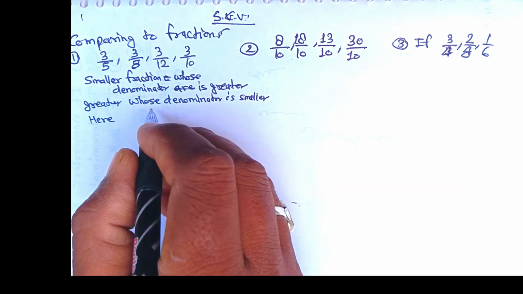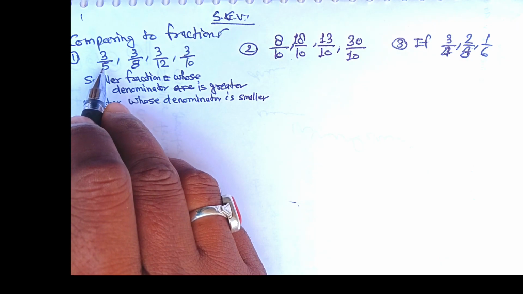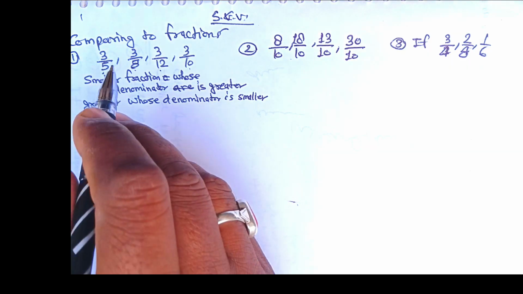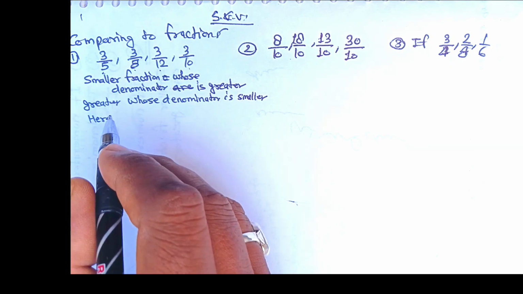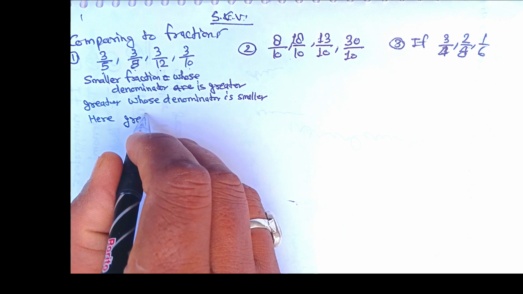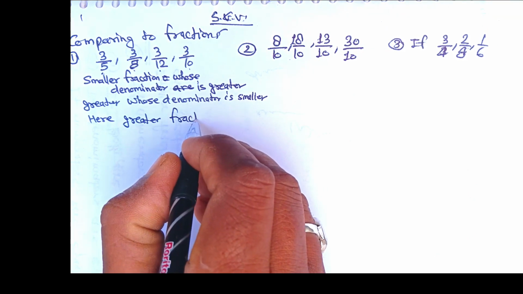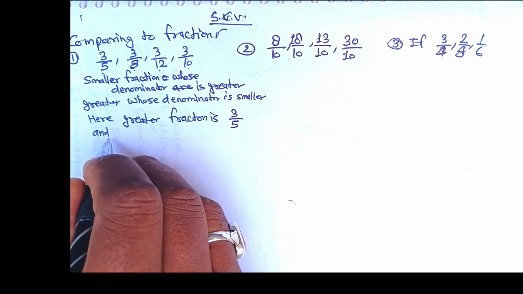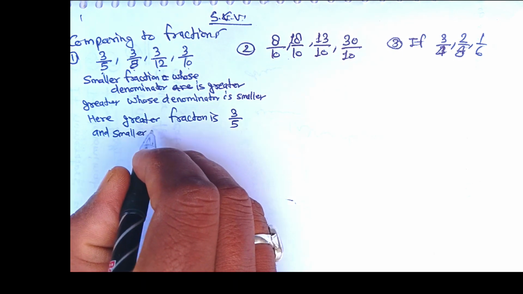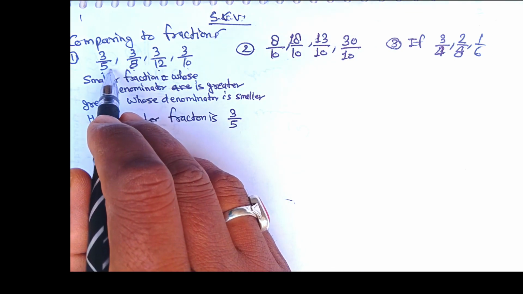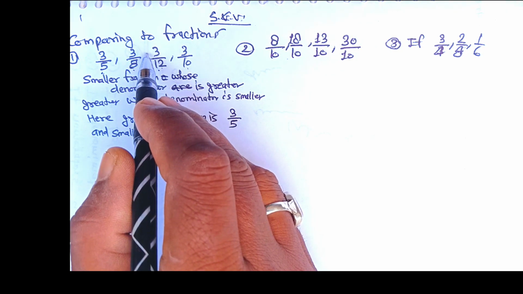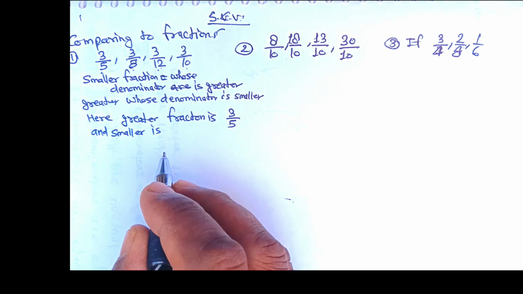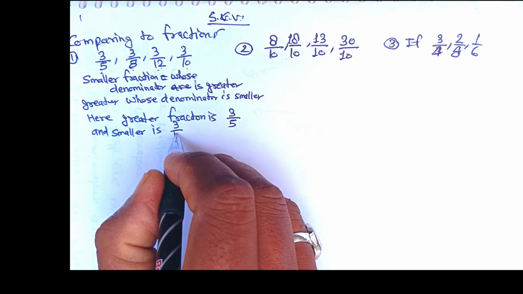Here there are fractions whose denominators are 5, 8, 12 and 10. Smaller denominator is 5, so greater fraction is 3 upon 5, and smaller is whose denominators are greater. Here we find out that 3 upon 12 denominator is greater, so smaller fraction is 3 upon 12.